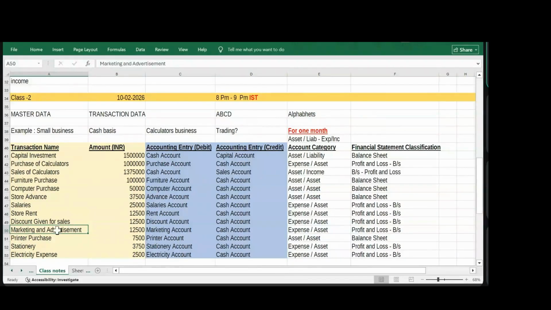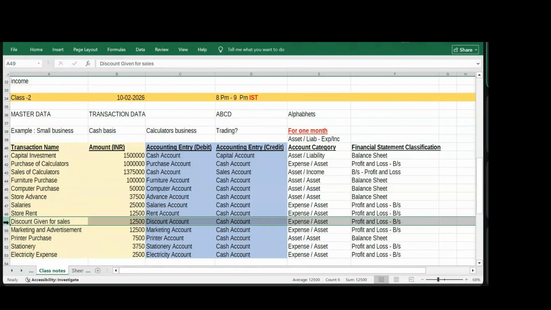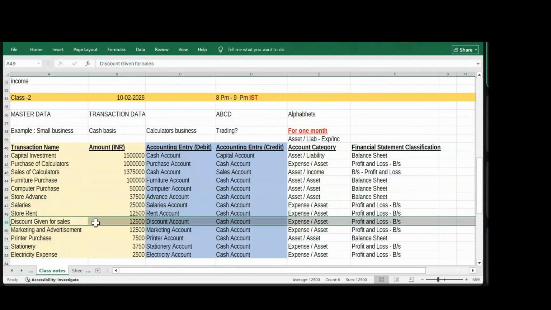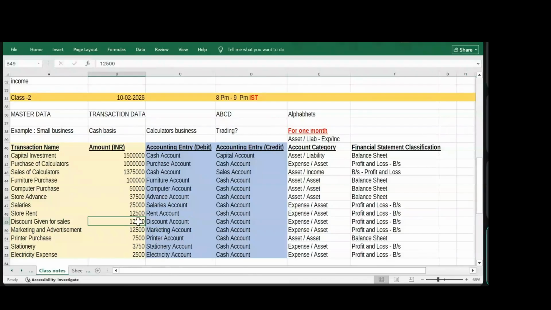Okay. In order to sell, I'm encouraging people to buy from me. I will give discount. That means I'm letting go of a portion of my sale amount so that I'm able to sell. It is my expense. So total whatever I've sold for 13,75,000 in the current month, I give this much of discount. This is my income, but that will be my expense.